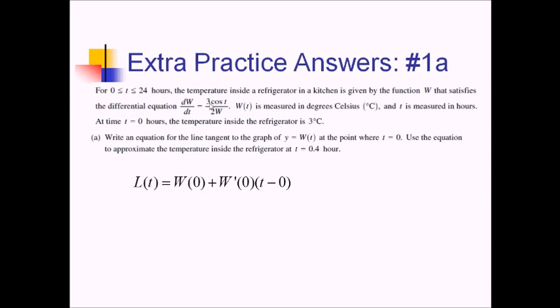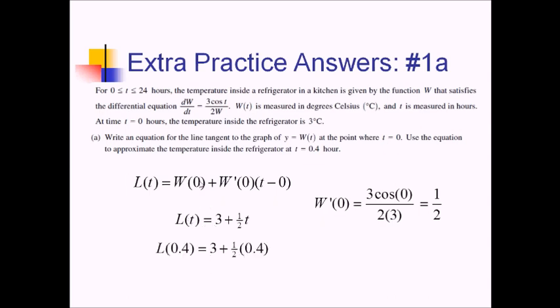So I'm going to be doing 3 times cosine of 0 over 2 times 3, plugging in 0 and 3 to my differential equation. Cosine of 0 is 1, so that's 3 over 6 here, so that's just 1/2. So then we've got 3, which was W of 0, plus 1/2 t. And now I want to use that to approximate the temperature at 0.4.